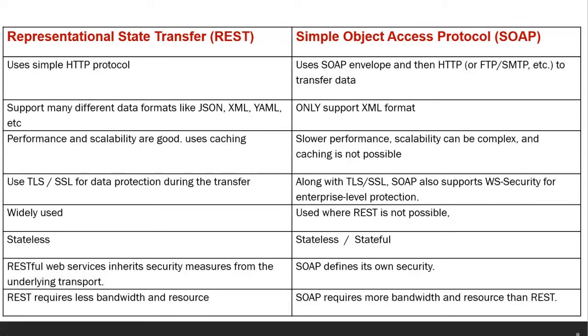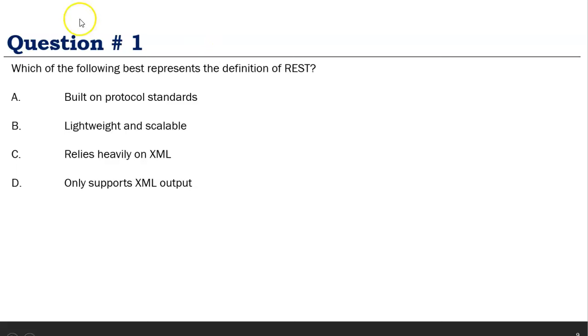In the case of REST, if an error occurs, the packet needs to be resent. But in SOAP, the error will be auto detected and auto corrected in case an error occurs. So this is for the theory part. We'll cover the questions now.